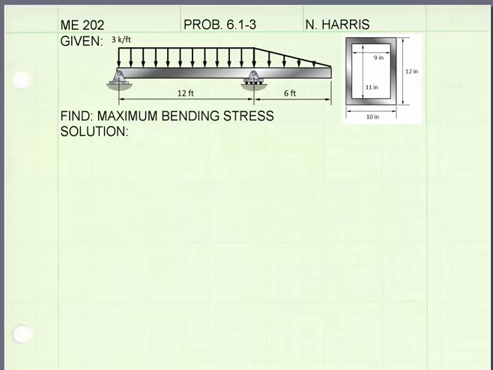The way we're going to approach this problem is to first draw a free body diagram and get the reaction forces. Then draw shear and bending moment diagrams. Once we have our bending moment diagram, we'll find our maximum internal moment. From there, we will use it in the flexure formula to calculate maximum stress, and along the way we're going to need to get the moment of inertia for that cross-section.